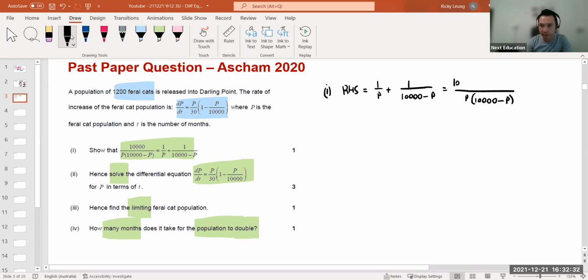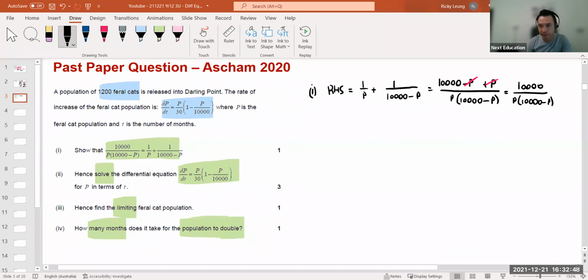Where 10,000 minus P plus P, just like before, the P's go away and then you get exactly what they want you to get: 10,000 on P, 10,000 minus P, which is the left-hand side. Done. Yeah, 1 mark there. And then we go about it. If you've done this three or four times leading up to an exam, it should be automatic, right? It should be fairly automatic.